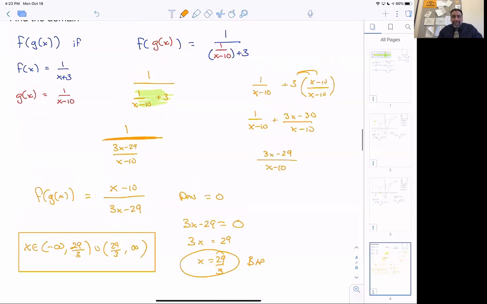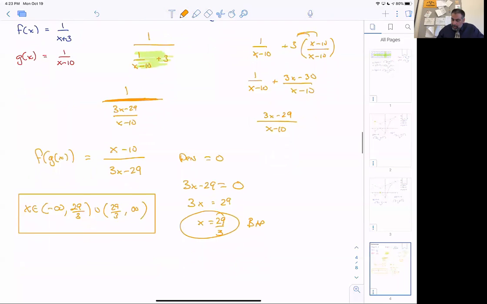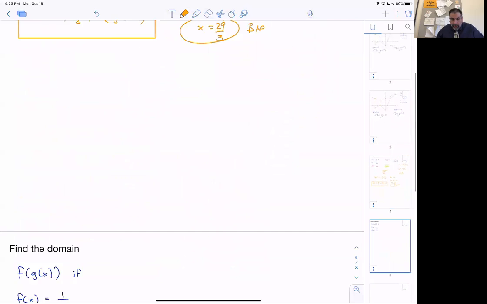So one way to do it is just to go and directly find f of g of x. Compute it directly, make it a single function, and then just look for the bad things. We could have done this one a little bit differently. We could have tackled this one in another way.